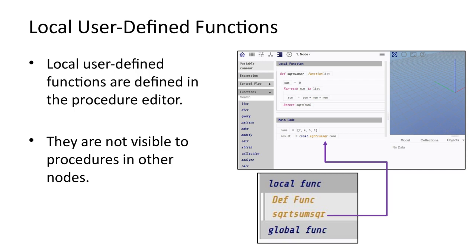At the top of the procedure editor, you will see a section called Local Functions. Multiple functions can be defined. These functions can then be called from the procedure's main code. The advantage of the local function is that it is very easy to create and maintain.